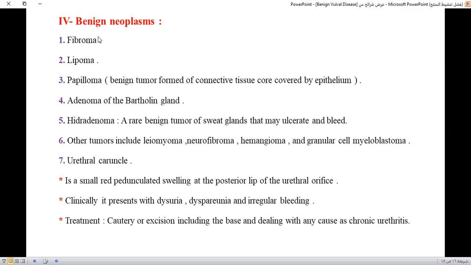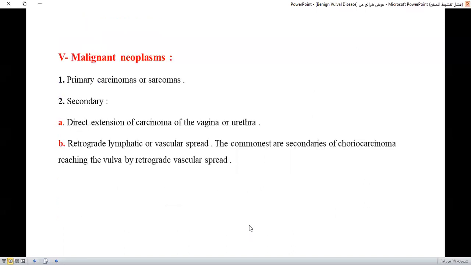Benign neoplasm like fibroma, lipoma, papilloma, adenoma of Bartholin gland, hydroadenoma, and other tumors like leiomyoma. And the last one is urethral caruncle. Urethral caruncle is a benign neoplasm that causes swelling of the vulva. It is a small red swelling at the posterior lip of the urethral orifice. It may cause dyspareunia, dysuria, irregular bleeding. Treatment is cautery or excision including the base and dealing with any cause such as chronic urethritis.